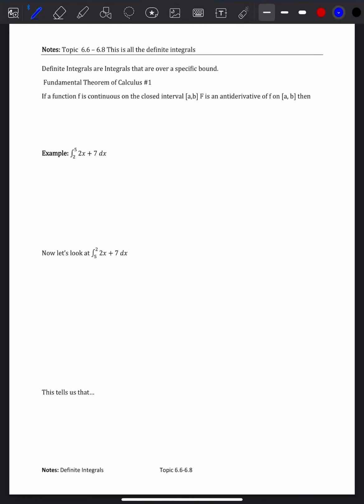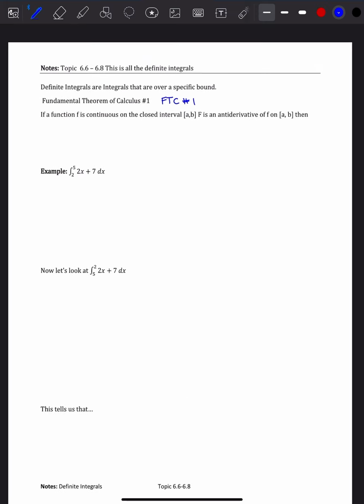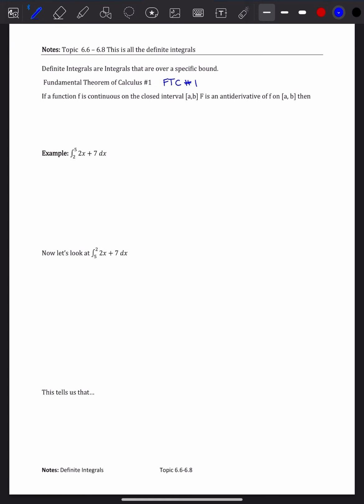We're going to be talking about definite integrals and all the different theorems that go along with definite integrals. So we're going to start with what a definite integral is. It's an integral that is over a specific bound. The first one we're going to talk about is FTC number 1, the fundamental theorem of calculus number 1. Depending on what book you're looking at will tell you if this is actually FTC number 1 or not. We apparently can't make up our mind as a community. So here's what you need to know.